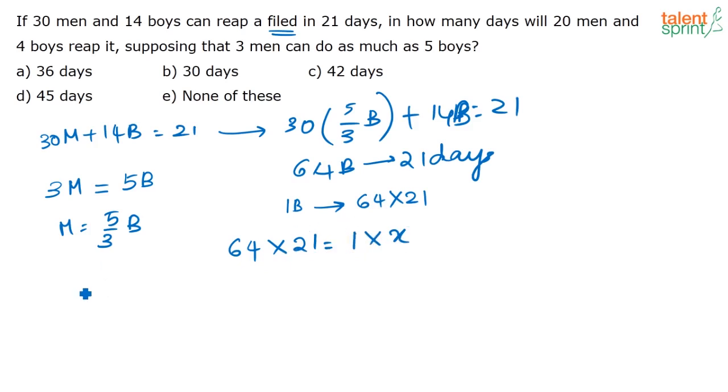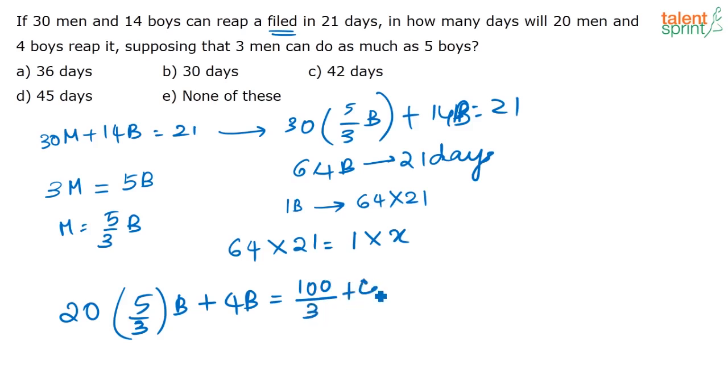So now next, similarly, what have they asked? 20 men and 4 boys, in how many days will they do? Again, 20 men is equivalent to how many boys? 20 into 5/3 boys, plus again there are 4 boys, correct? 25 is 100/3, so 100/3 plus 4. Let me just write it as steps so that it's clear. 100/3 plus 4 boys, that is equal to 112/3 boys. This is equivalent to 112/3 boys.